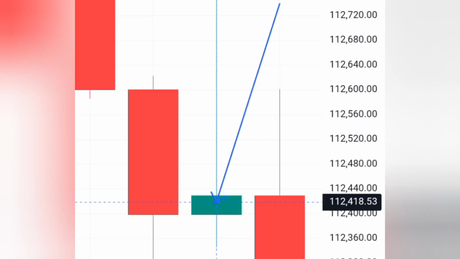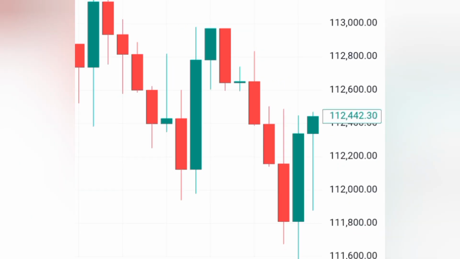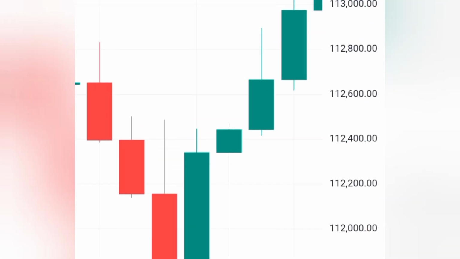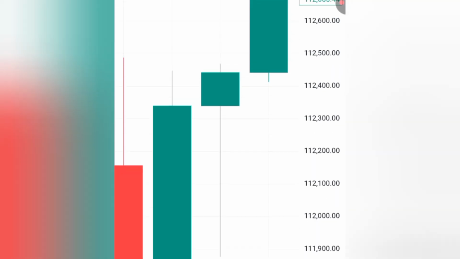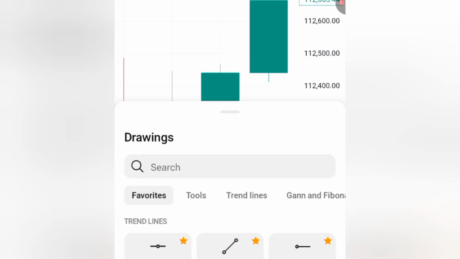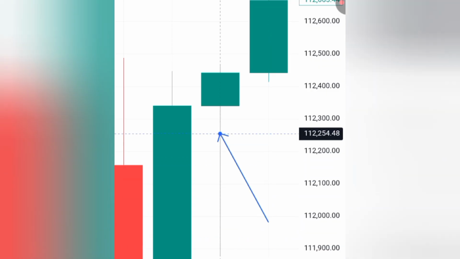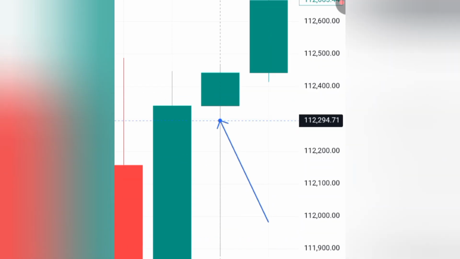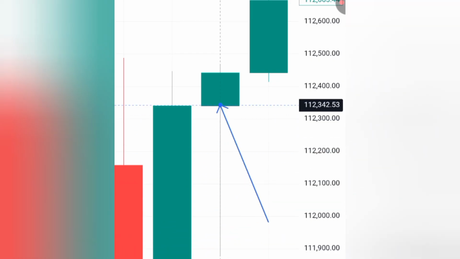Then let me also show you what we call a hammer. A hammer is like this. A hammer has a small body and a long lower wick, as you can see there. When you look closely, you'll see that this is the body. It is a small body and a long lower wick. So that is a hammer.